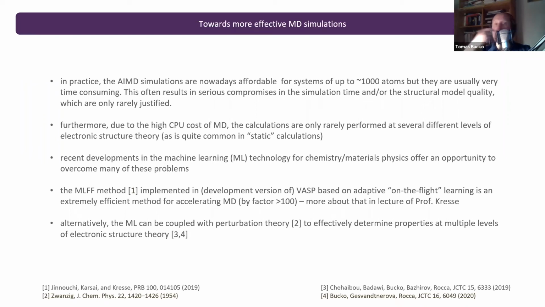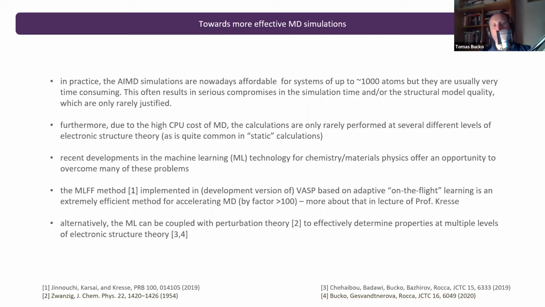Today, ab initio molecular dynamics can be quite routinely performed for systems of up to 1,000 atoms. But still, these kinds of simulations are very time consuming. These CPU time requirements make us often make serious compromises in the simulation time and in the choice of structural model quality.